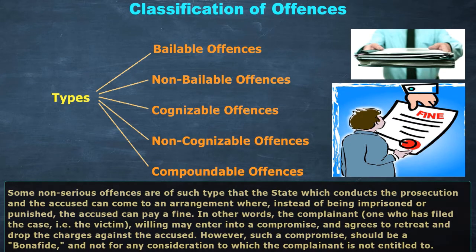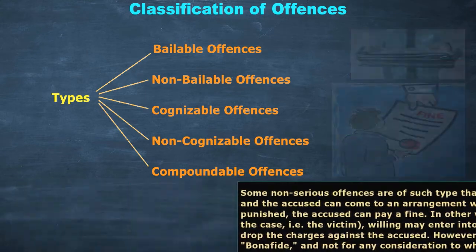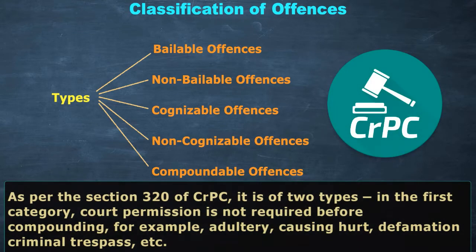But you need to pay attention here. Such a compromise should be bona fide and not for any consideration to which the complainant is not entitled. So it has to be under the law itself. It's not something beyond the purview of law. As per section 320 of CrPC, it is of two types. So the compoundable offense is of two types.